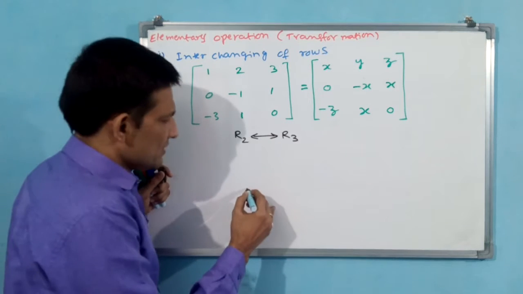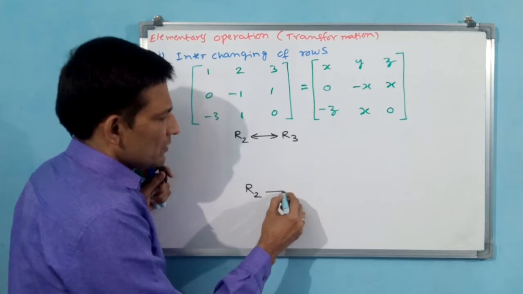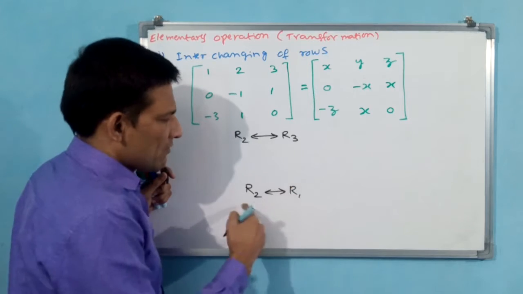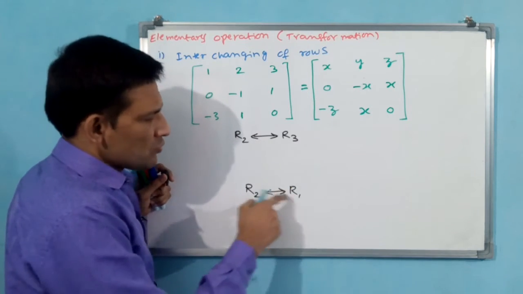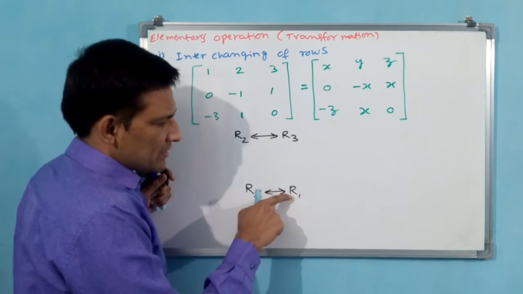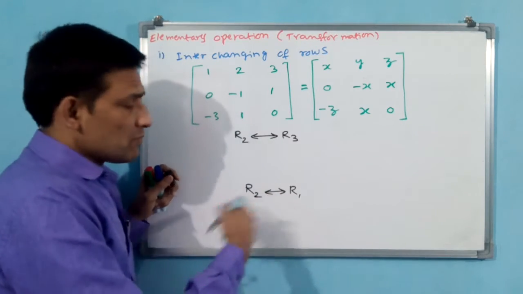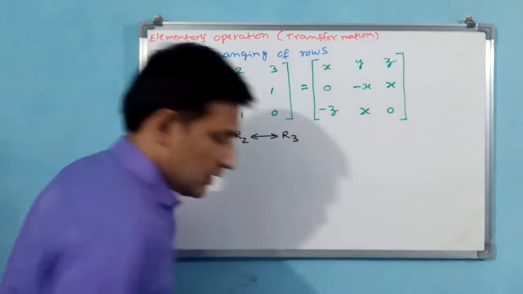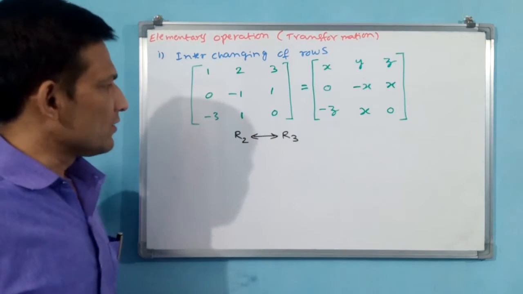See, the symbol means, R2 to R1, R1 to R2, both here. The arrow from R2 to R1 is there, then R1 to R2 also this arrow is there. That means both directions, this is called a bidirectional arrow. That means change occurs in both rows.